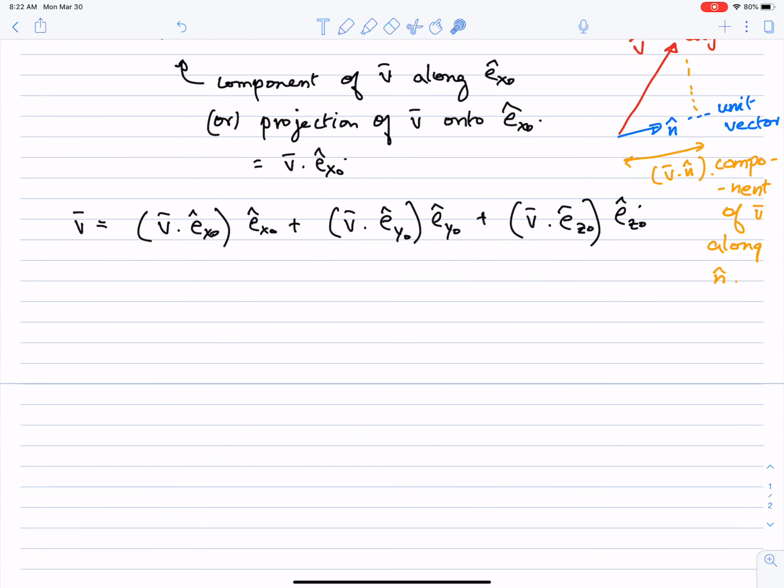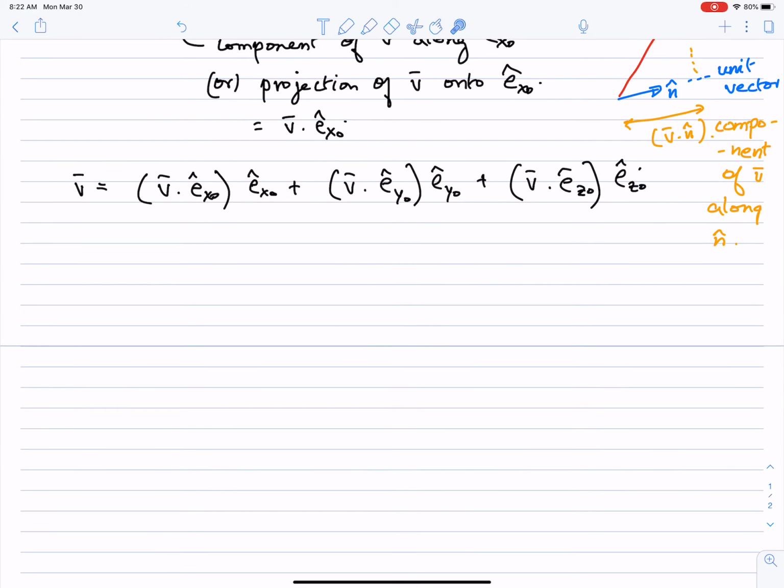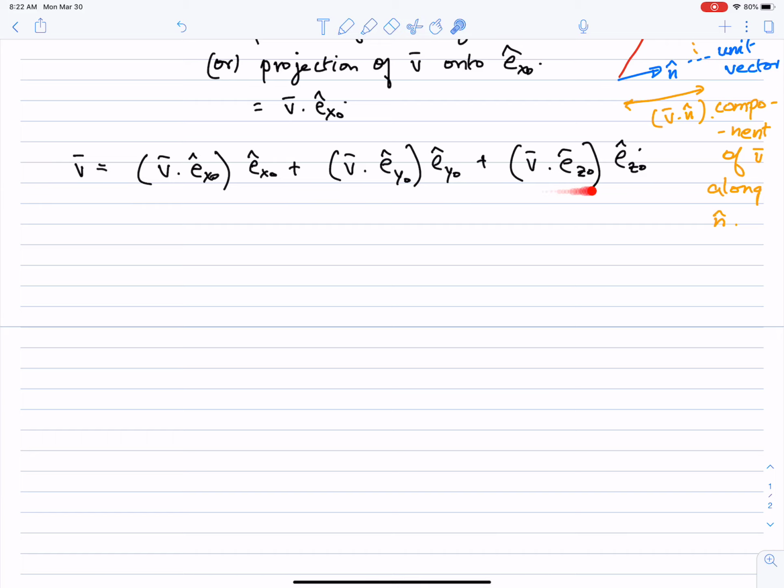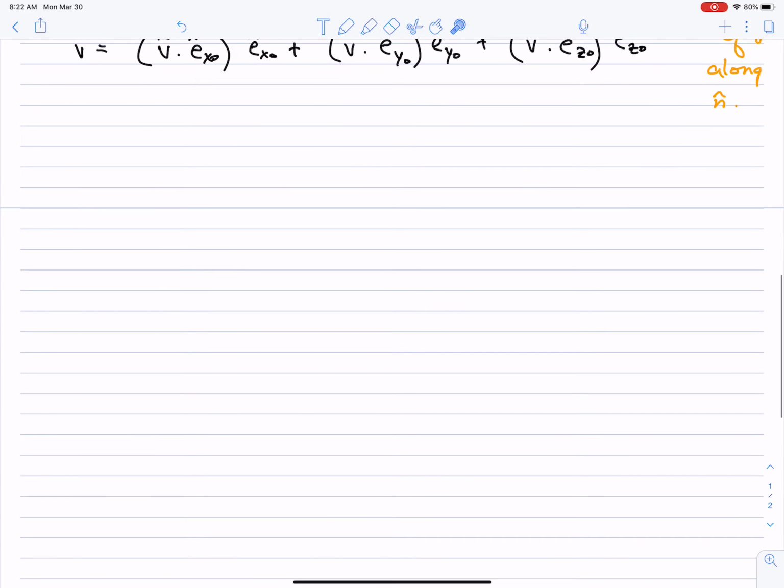Okay, so this is what we have. We have some vector v equals the component of v along EX naught, which is v dot EX naught, plus the component of v along EY naught, which is v dot EY naught, and so on. So this equation allows us to represent any vector v in terms of EX naught, EY naught, EZ naught, including the vectors EX1, EY1, EZ1. Okay, so let's do that.